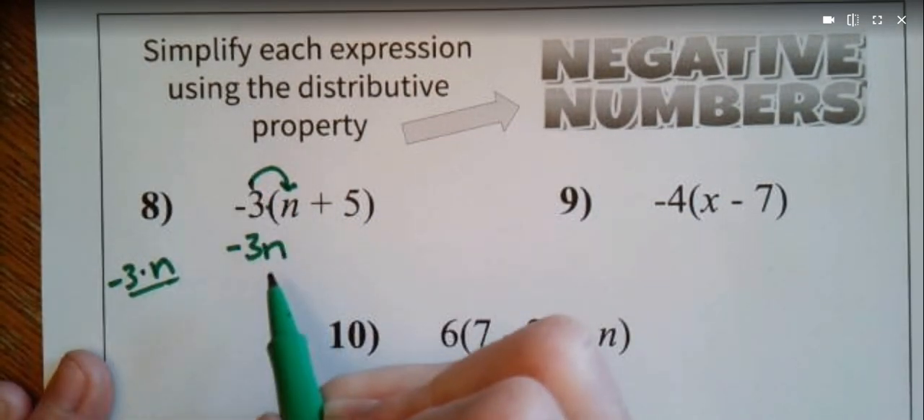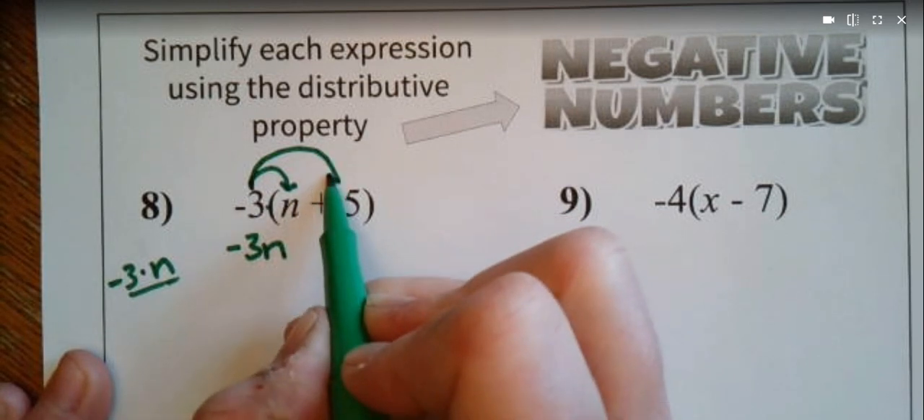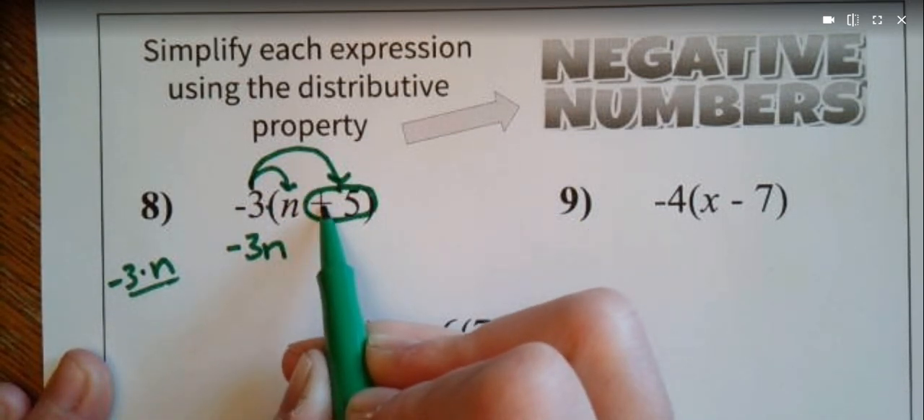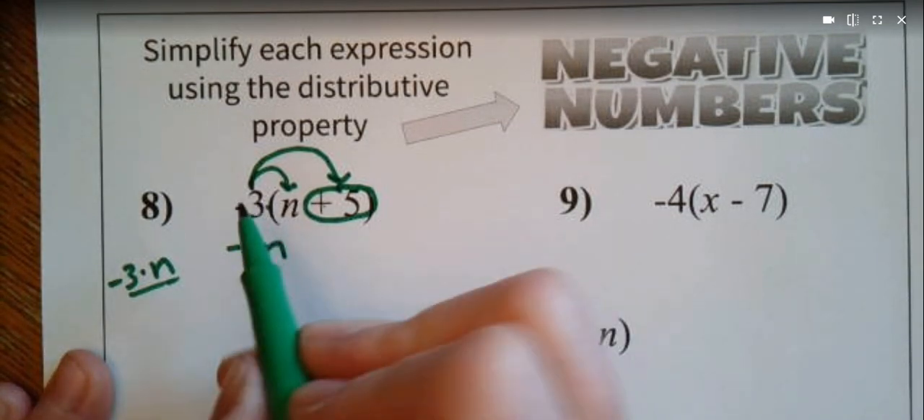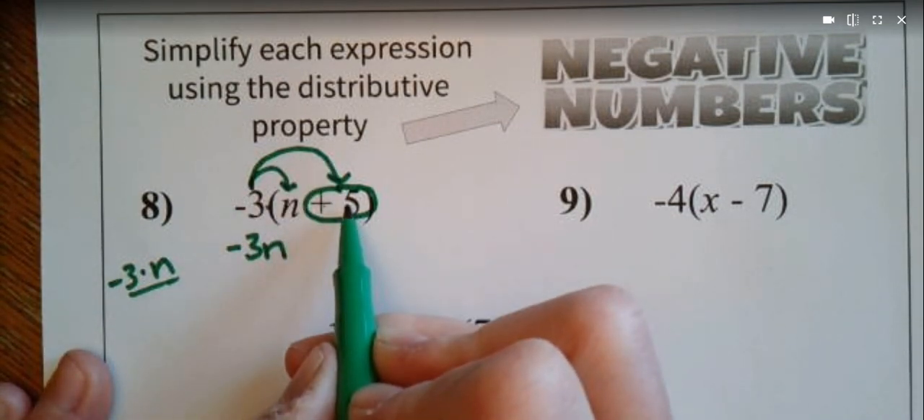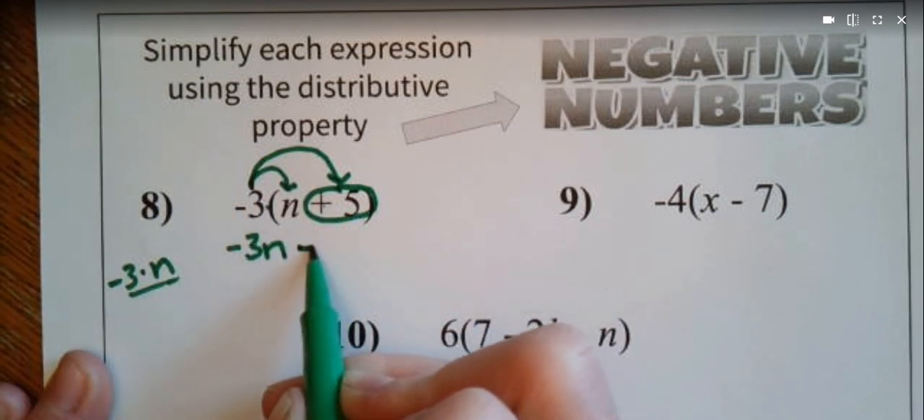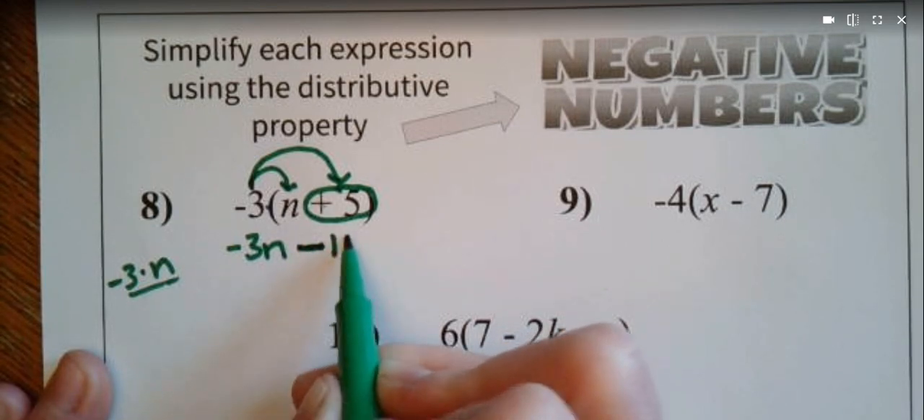Now, careful with this here. I've got negative 3, and I'm multiplying it by positive 5. Notice the sign in front tells me that this is a positive 5. Negative 3 times positive 5. Now, with multiplication, I can think, do signs agree or do they disagree? And here they disagree. They're different, so negative answer, negative 15.